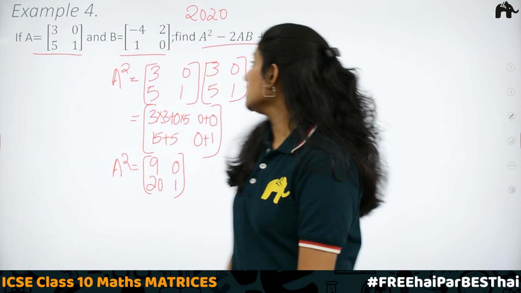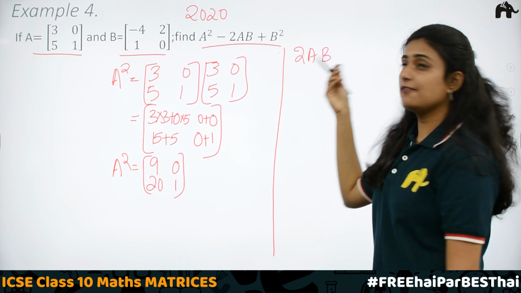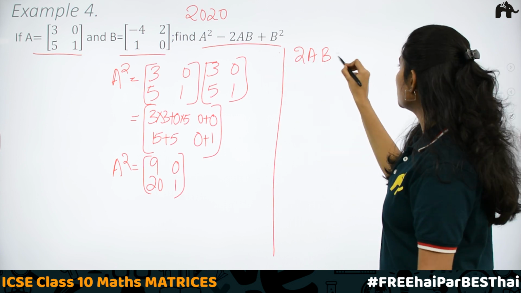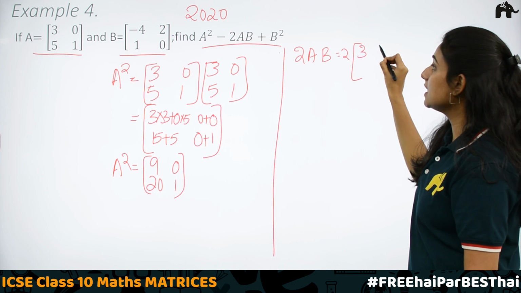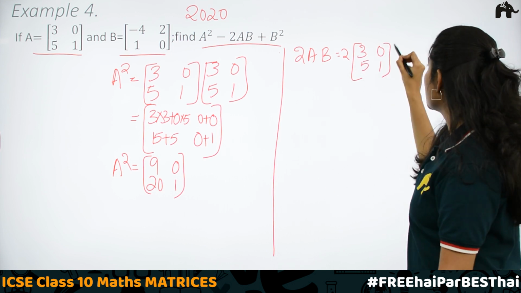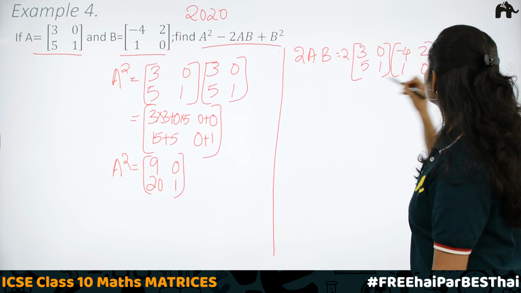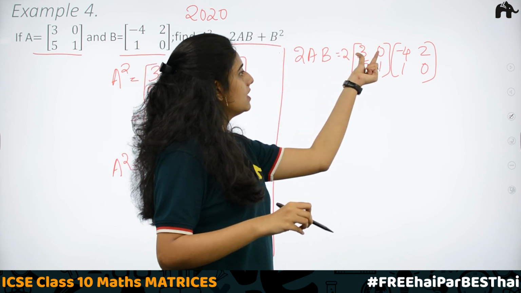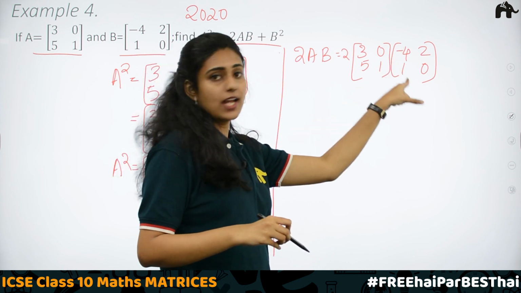Now we need to find 2AB. How to get 2AB? First we will find AB and multiply with the scalar 2. 2 into, what are the elements of A? A is 3051. B is minus 4210. We will multiply these matrices. Here the first row contains 3 and 0. First column contains minus 4 and 1.